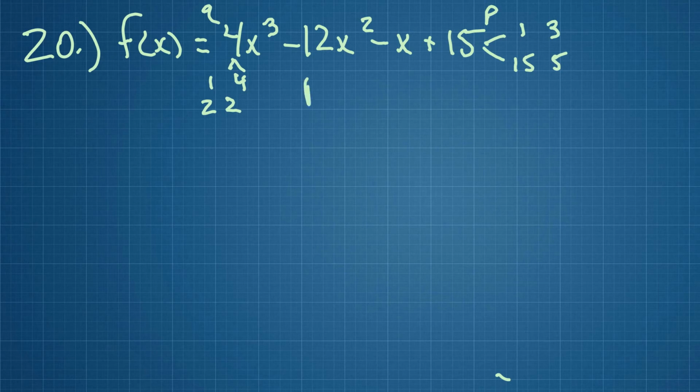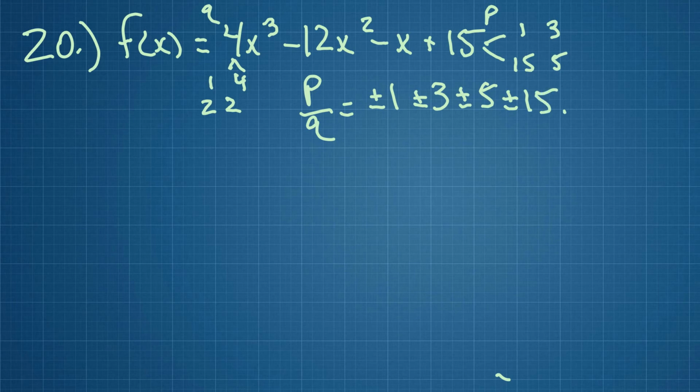Now, I'm going to do my P's over my Q's. So I'm going to put plus or minus 1, plus or minus 3, plus or minus 5, plus or minus 15. That's one set. Those are all over 1. That's why I just leave it exactly the same.